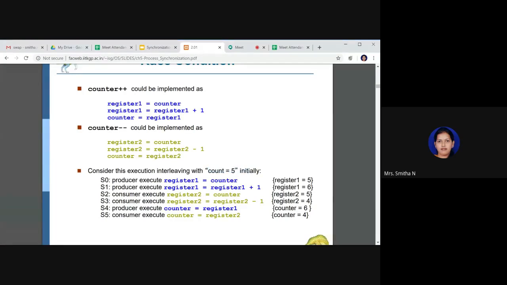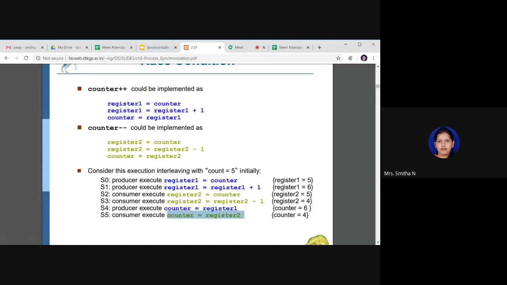Then when you take the count, the counter value is still not updated to 6, only register 1 has 6, so counter value is still 5, and that is added to register 2. So in register 2, if you decrement 5 by 1 it will be 4. Register 1 has 6, register 2 has 4. Now register 1 is put into the variable called counter. So now counter value is changed from 5 to 6. And again you execute the fifth statement, that is register 2 is equal to counter.